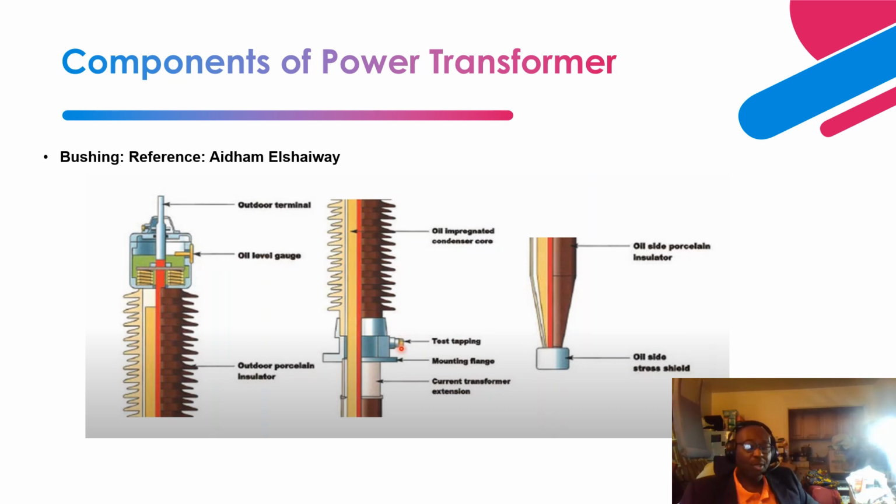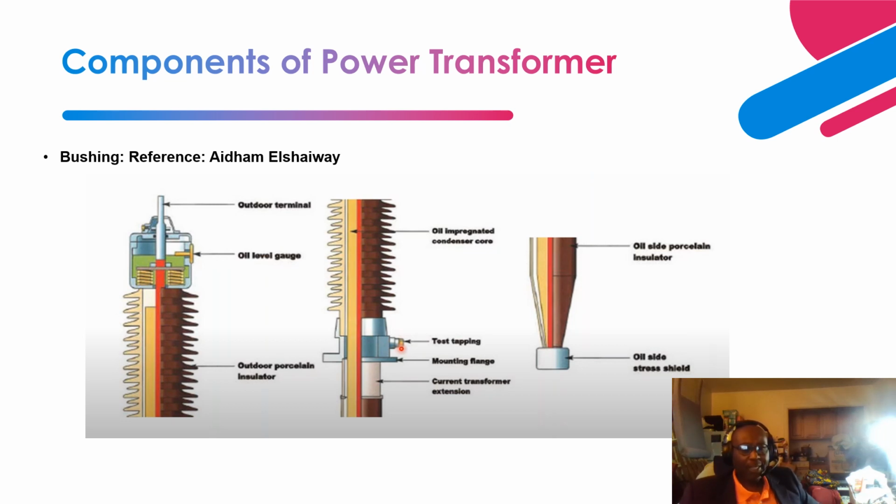And what are the condition monitoring devices that you can install? You can install condition monitoring devices for measuring the C1 section capacitance, the power factor of the C1 section, the C2 capacitance, and the power factor of the C2 section.